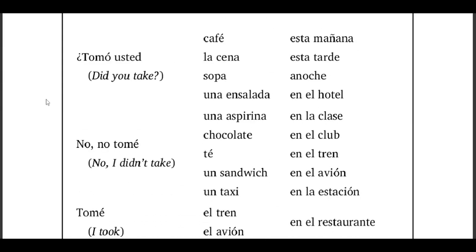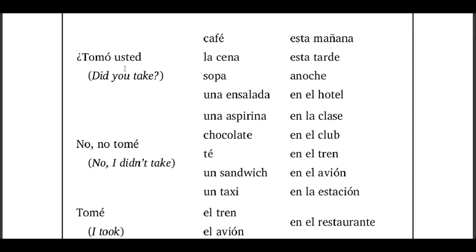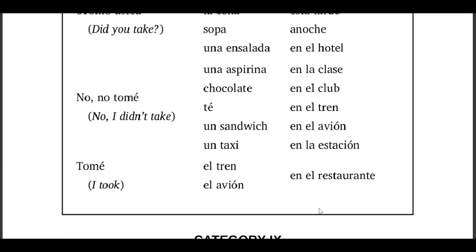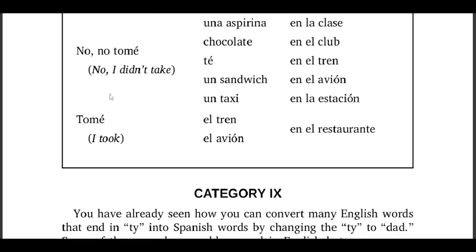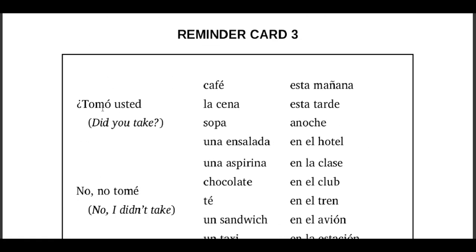Wonderful. So we have a remember card here. Just some words and sentences to remember. Tomó usted café, la cena, sopa, una ensalada, una aspirina, chocolate, té, un sándwich, un taxi, el tren, el avión, esta mañana, esta tarde, anoche, en el hotel, en la clase, en el club, en el tren, en el avión, en la estación, en el restaurante. You have tomé, no tomé, tomó usted. Okay, so all these are words to remember.